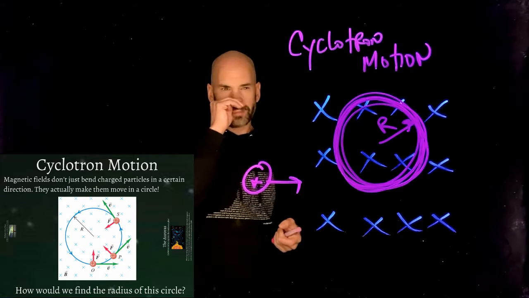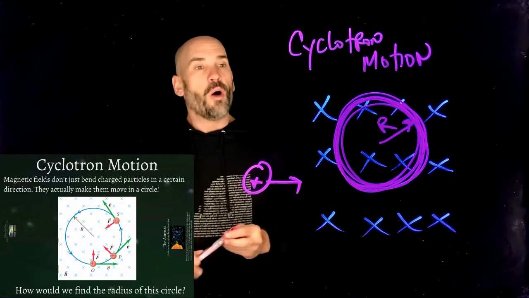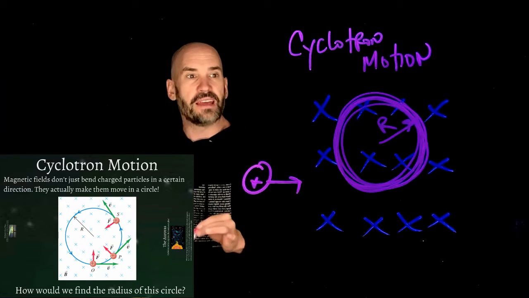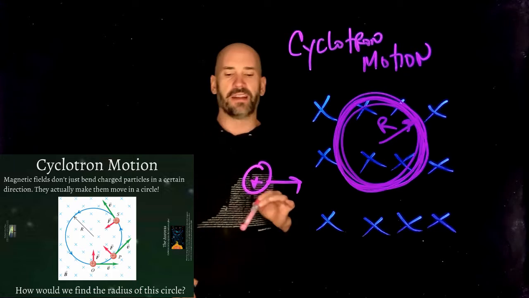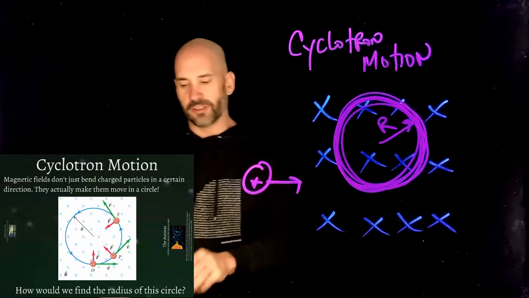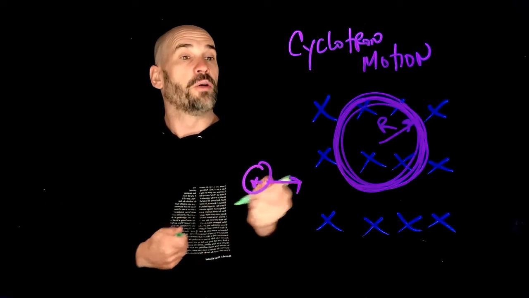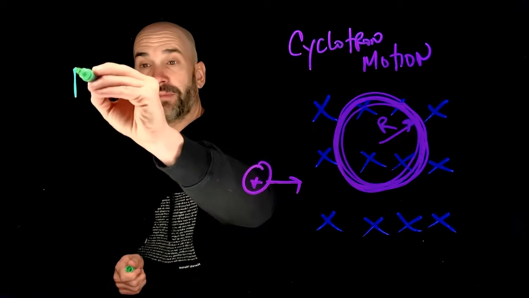Okay, so the question is then, what radius are these circles going to spin at? All right, and how would we go about solving that? So let's take a look at what we know. We know that F equals ma, right?